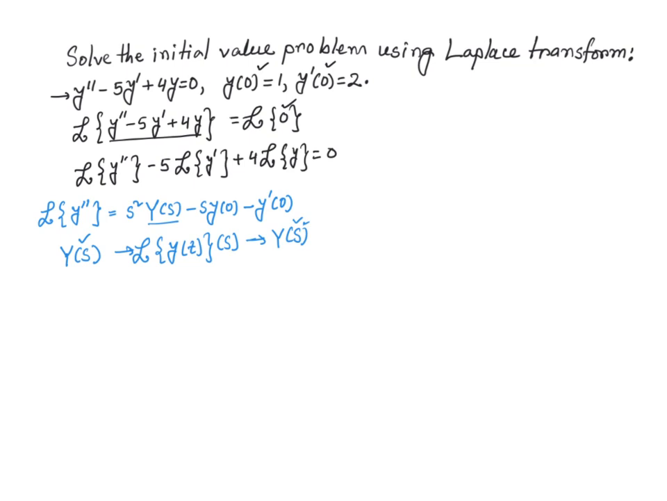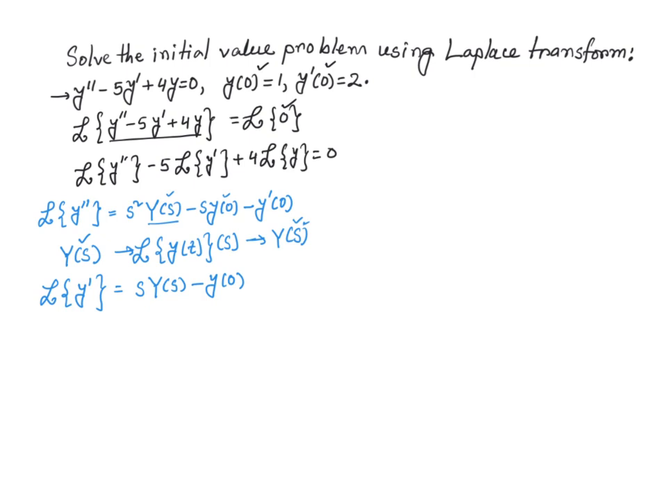Now, Laplace transform of y double prime is s square y of s minus s times y of 0, the initial value, minus y prime of 0. So this is something you need to know in order to solve this. Now let me go ahead and give you Laplace transform of y prime, instead of y double prime. That is going to be s, since there is single prime, s times y of s minus y of 0.